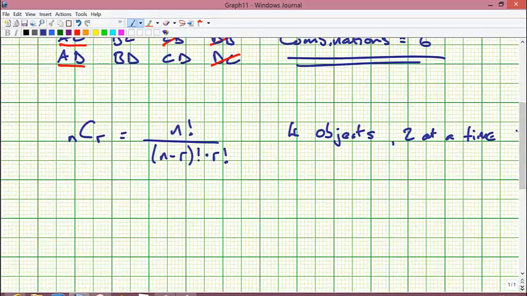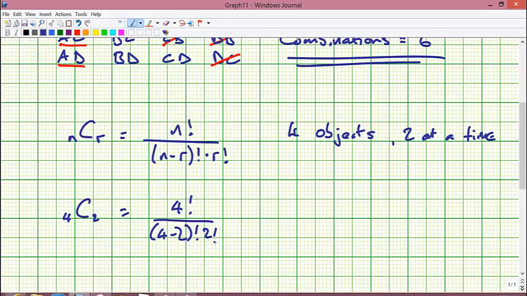We're choosing 2 from 4, so that would become 4 factorial over 4 minus 2 factorial times 2 factorial, and when we work that out, we get the answer. So it's 4 factorial over 2 factorial times 2 factorial, which, if you try that in your calculator, equals 6.